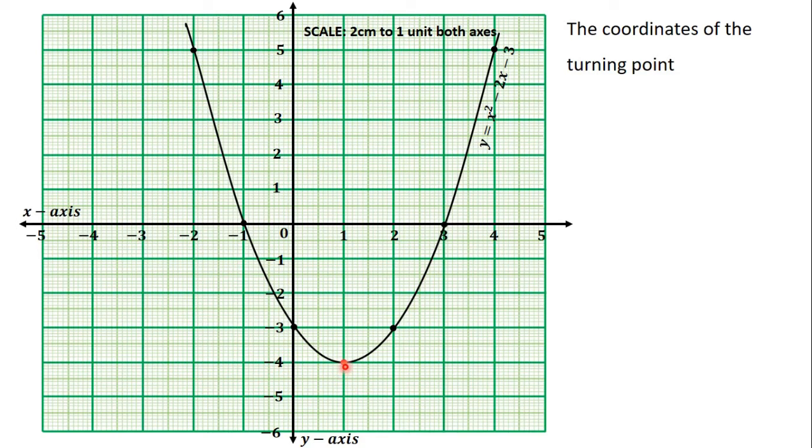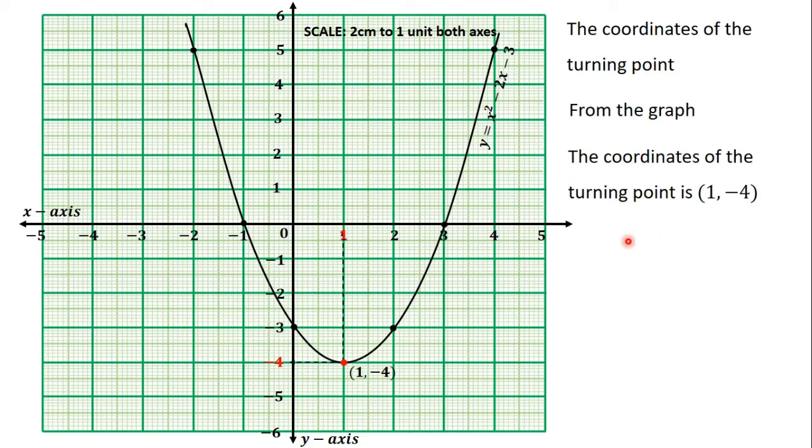So you first locate the turning point. Then after that, you trace it to the x-axis to get the x coordinate. Then you trace it to the y-axis to get the y coordinate. So here the x coordinate is 1 and the y coordinate is minus 4. So the coordinates of the turning point is (1, -4). So from the graph, the coordinates of the turning point is (1, -4). It's very, very simple. Let's move on to the next question.